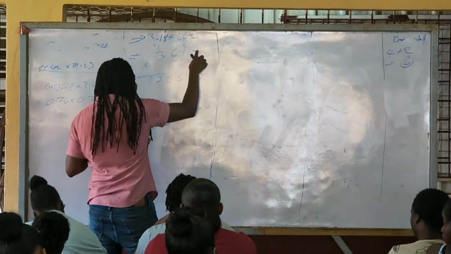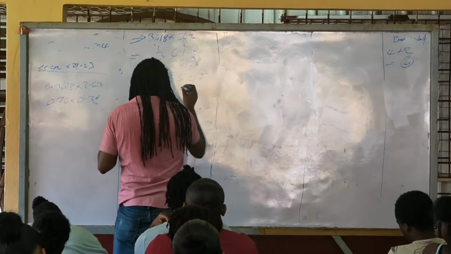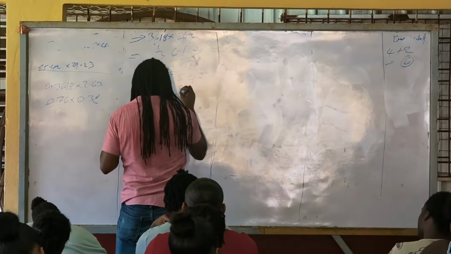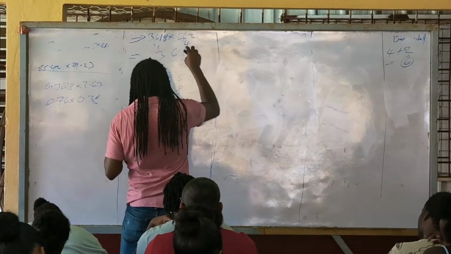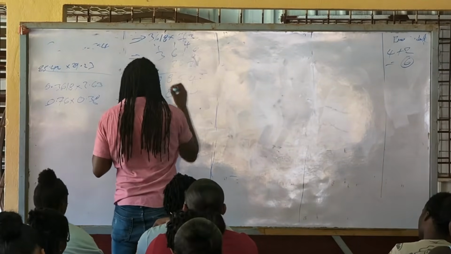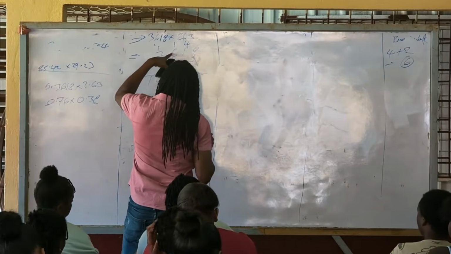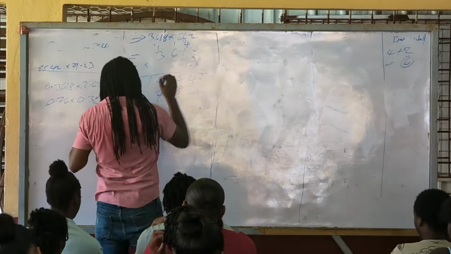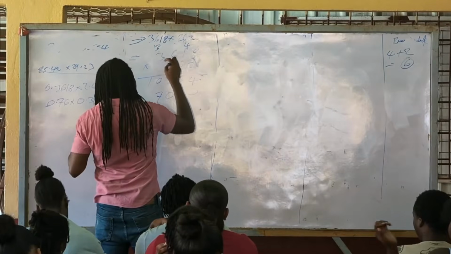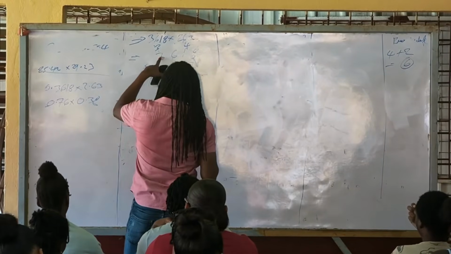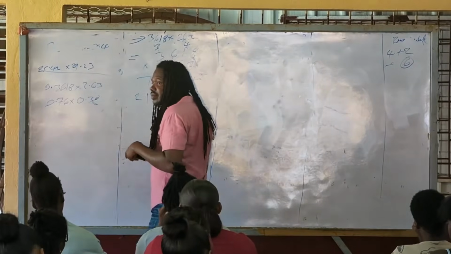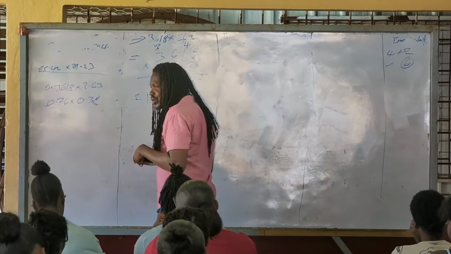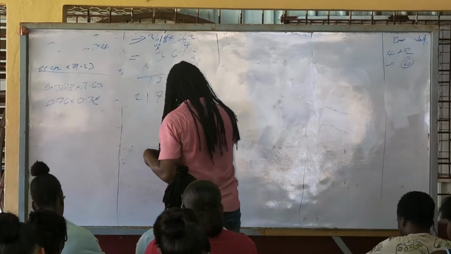6 8s is 48. So therefore, I'm going to get 8 carry 4. 6 1s and 4. 0 carry 1. 6 6s and 1. 7 carry 3. 6 3s and 3, 21. That's where we went wrong. We wrote 11. Go again.